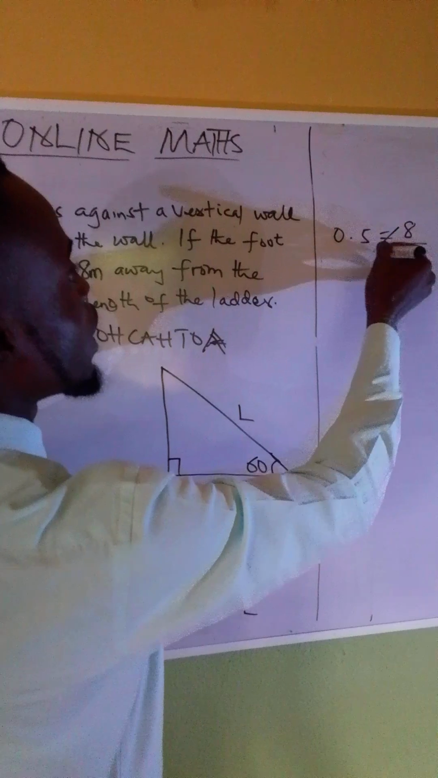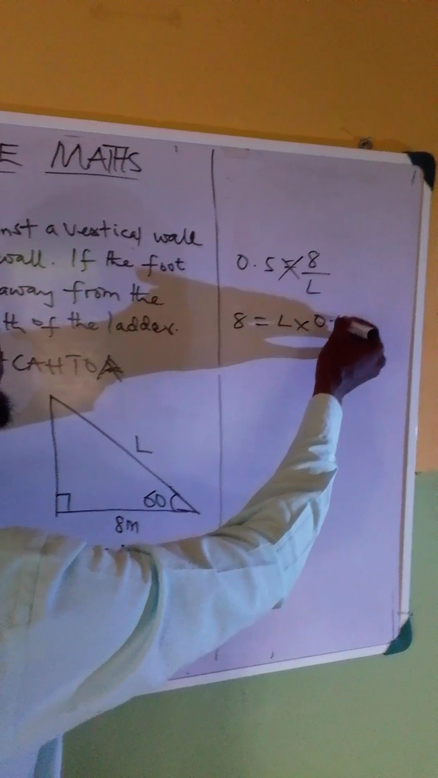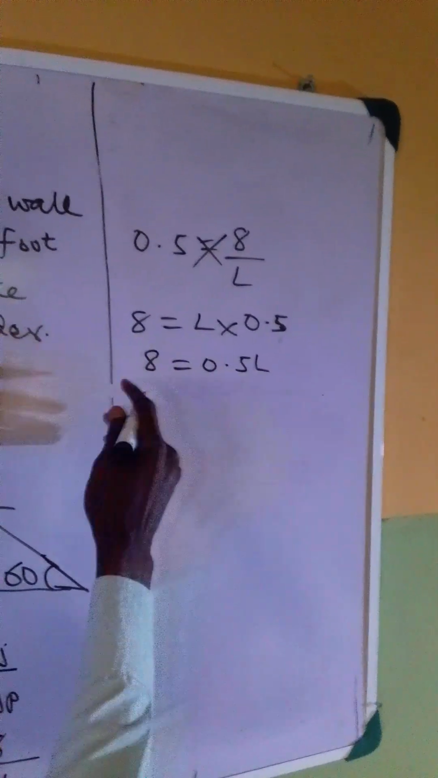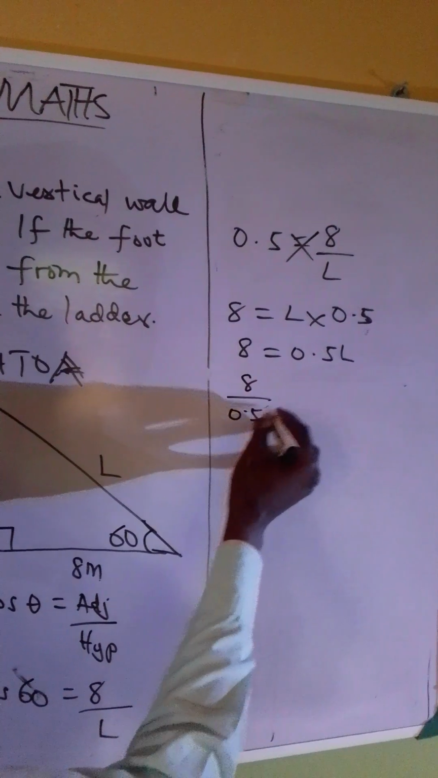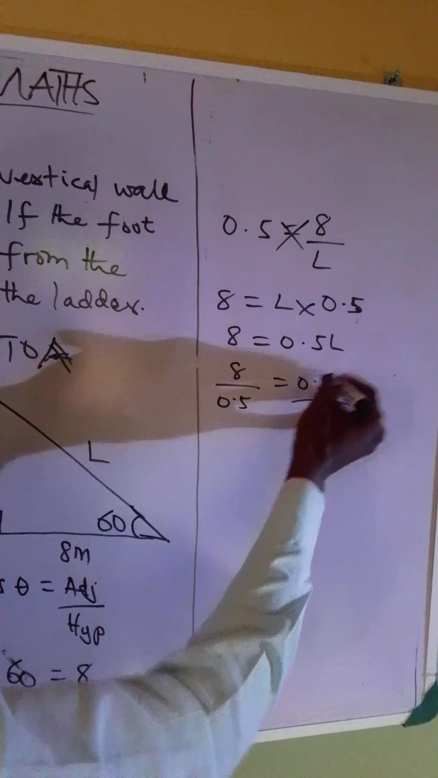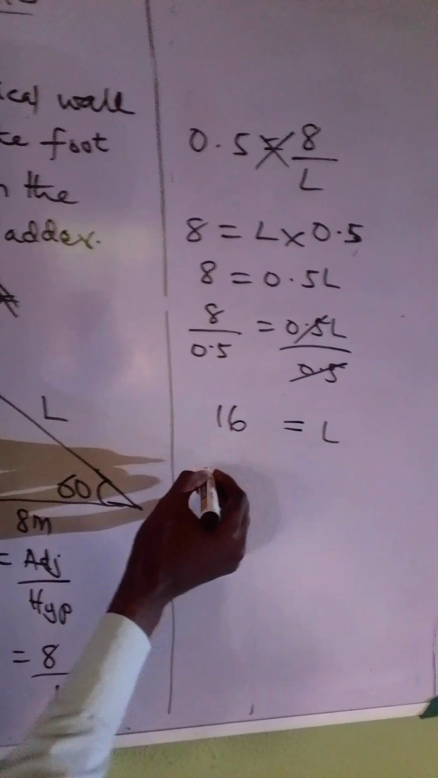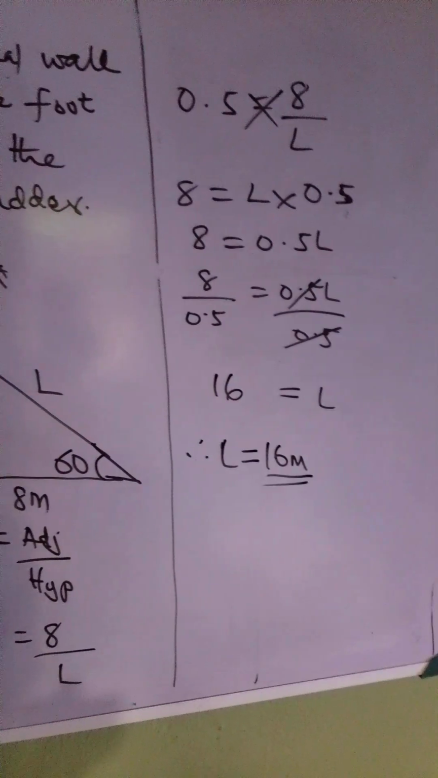Okay, so I'll cross multiply. So I have 8 equal to L times 0.5, which gives me 8 equal to 0.5 L. So I have to divide both sides by the coefficient of L, which is 8 over 0.5 equal to 0.5 L over 0.5. 0.5 cancels 0.5. We have L equal to 8 divided by 0.5, which gives us 16. Therefore, L is equal to 16 meters. So that is the length of the ladder.